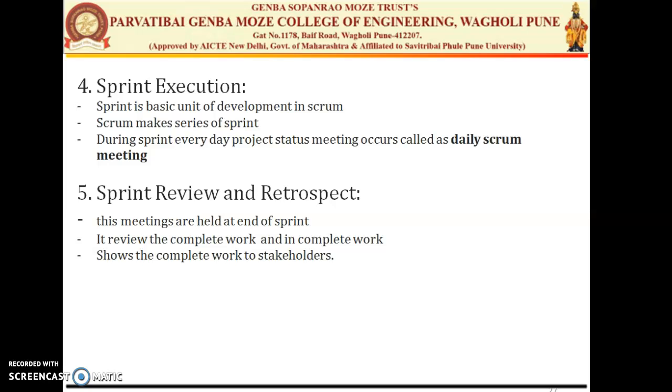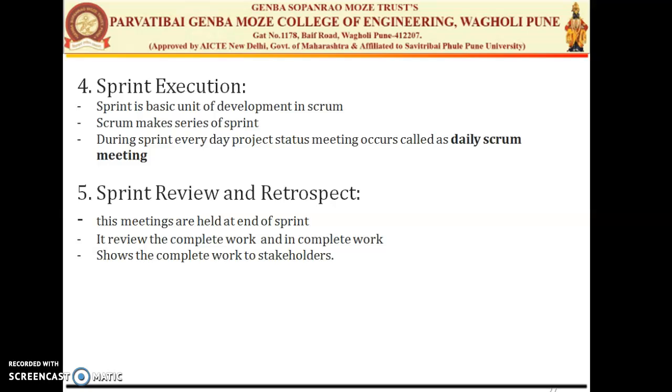Your next is the sprint review and retrospective. This meeting is generally held at the end of your sprint, that is the end of your particular sprint. Suppose your sprint is 15 days, then this meeting will be held on the 15th day, and they will review whatever work we have completed in that particular sprint, and this work is shown to your stakeholders, that is the key persons for the project. So all these things are part of your Scrum process.